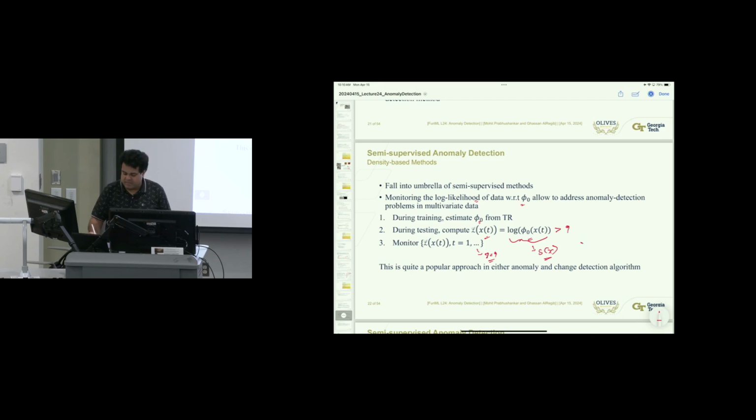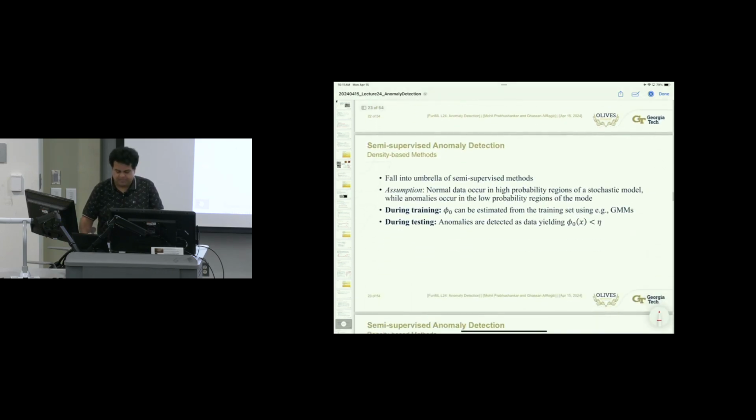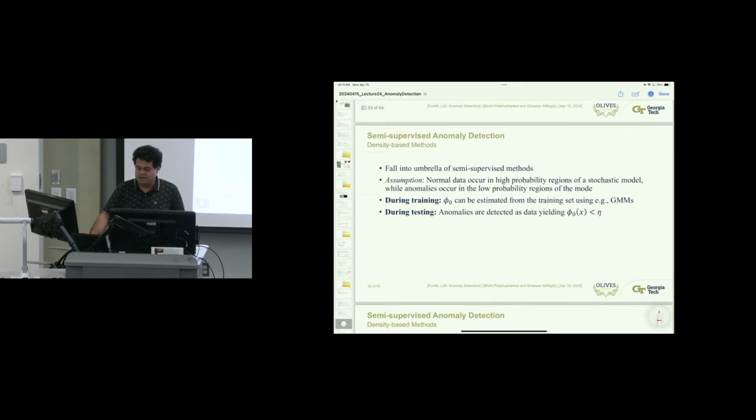Again, gamma and S of x by themselves are methods. I'm just using 9 over here. T is something that we have to set ourselves as well. So this falls into the umbrella of semi-supervised learning. A very important part here is to understand the assumption, which is that normal data occurs in high probability regions within a model, while anomalies occur in the low probability regions of a particular model.